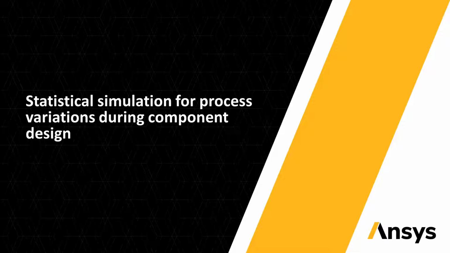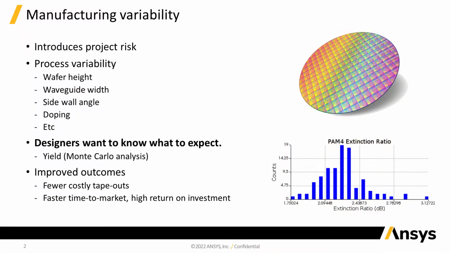This week we introduced the ability to perform statistical simulations in component level design to account for process variations. One of the challenges in the design process is the manufacturing variability. Variations can occur in features like wafer height, width, and doping. When simulations and the results are based on nominal values, this will cause mismatch between expected and measured performance.